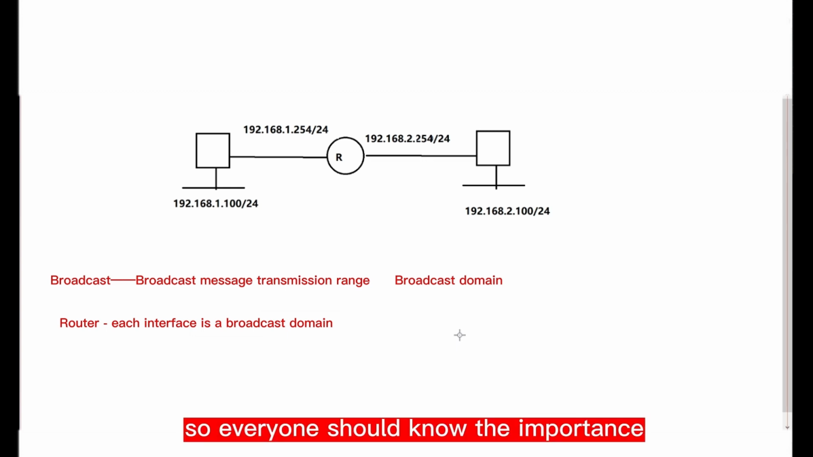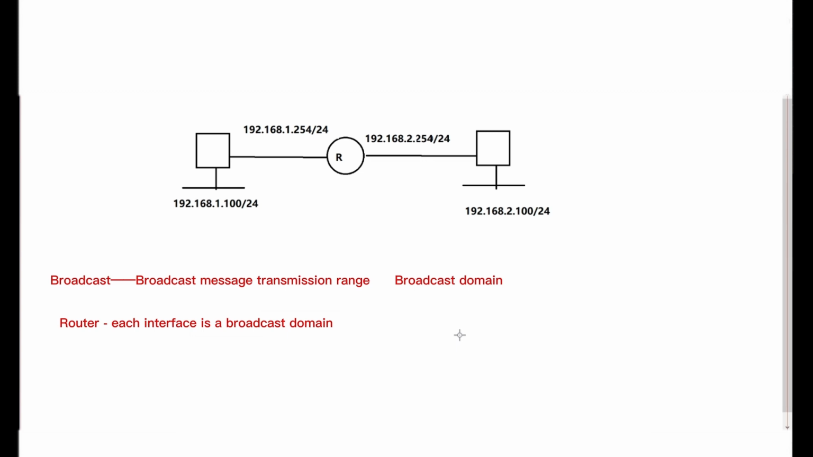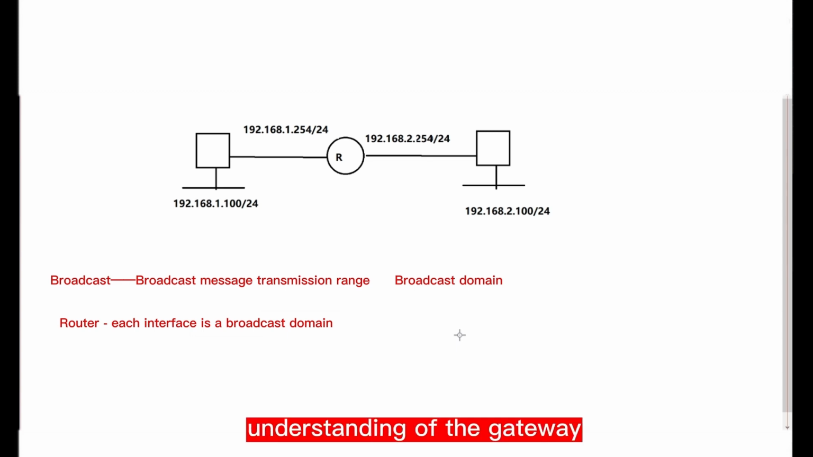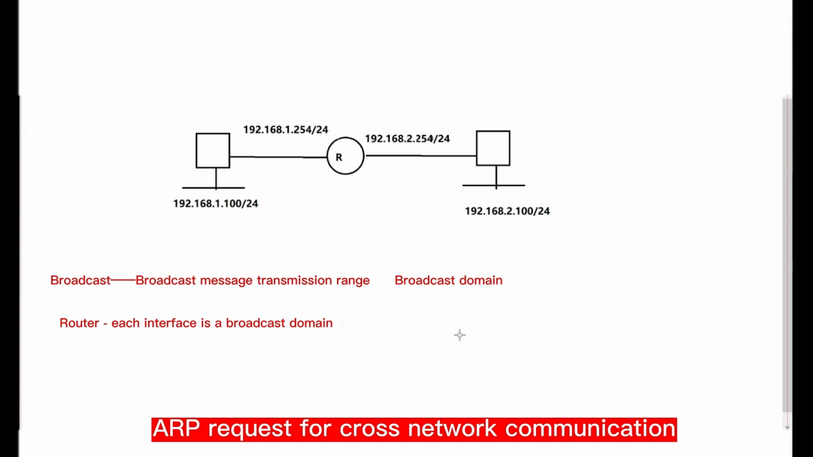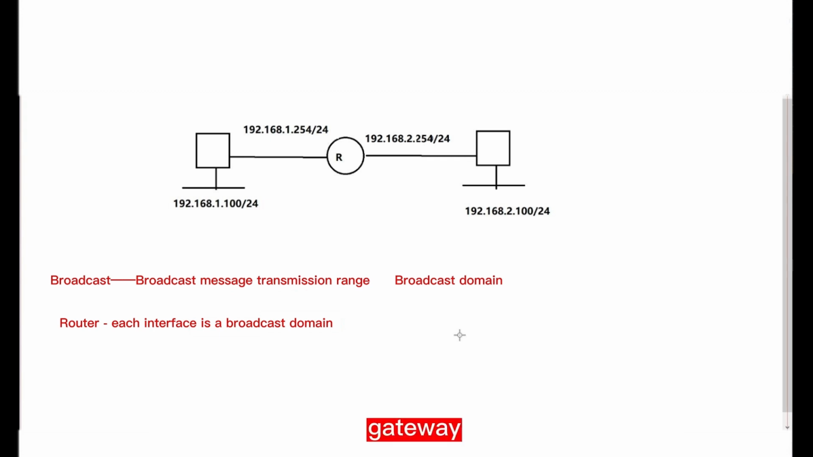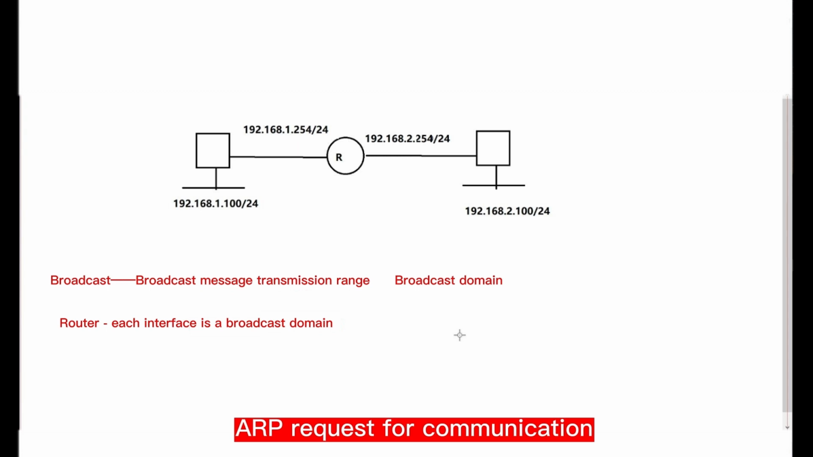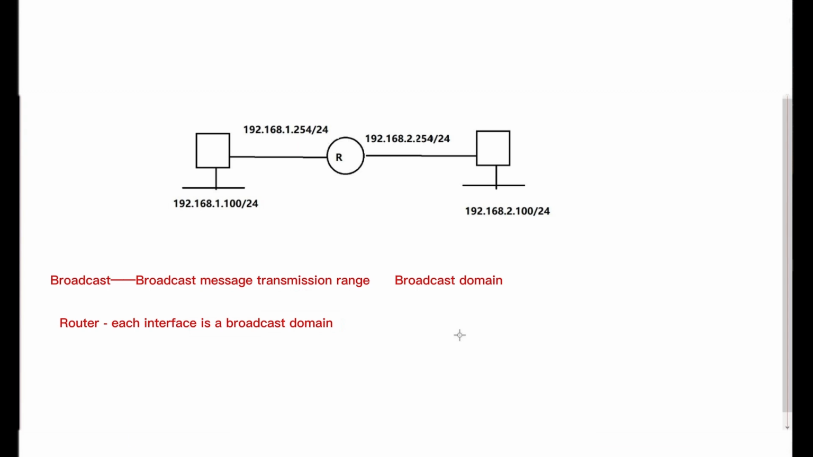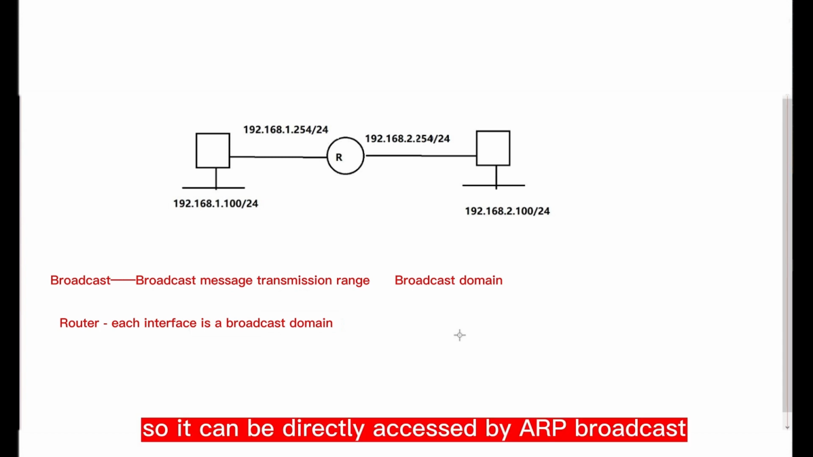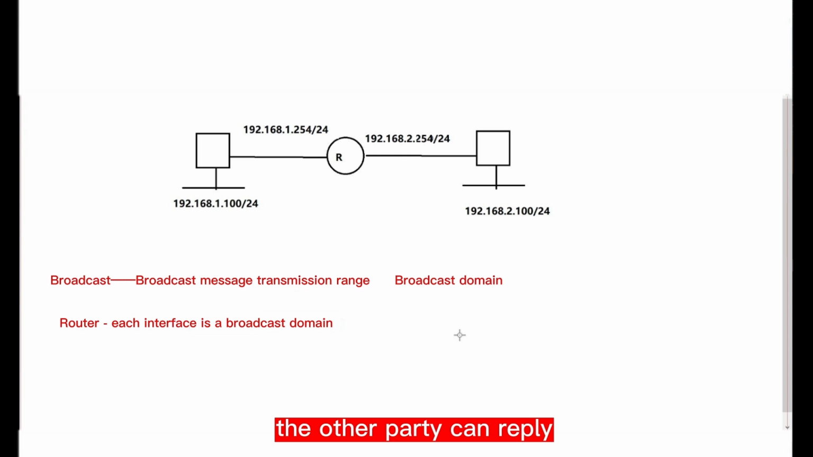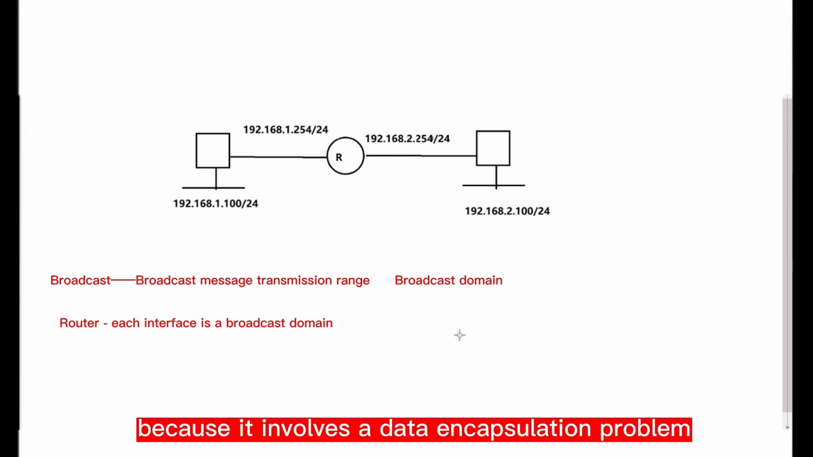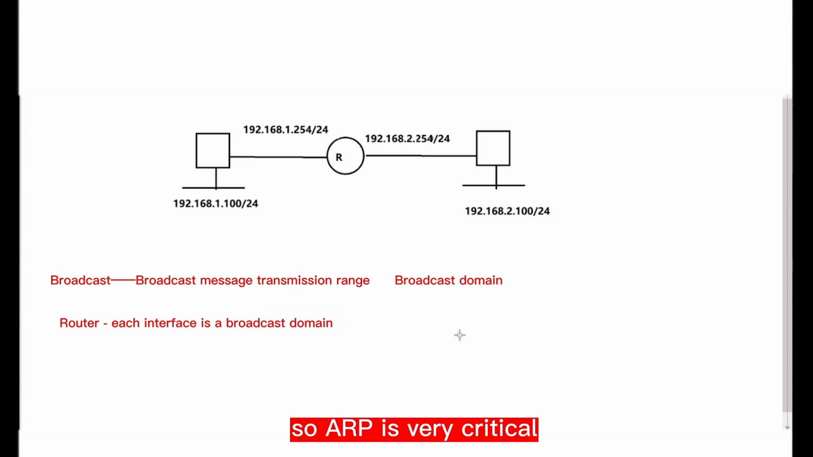So everyone should know the importance of the gateway by now. You may not have a good understanding of the gateway yet. Later when we start talking about routing, gradually everyone will have a deeper understanding of it. ARP request for cross-network communication goes to the gateway. ARP request for communication on the same network segment asks directly for the other party's device, because it is the same network segment, so it can be directly reached by ARP broadcast. The other party can reply, because it involves a data encapsulation problem. So ARP is very critical.